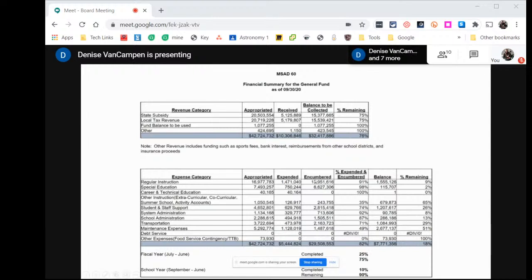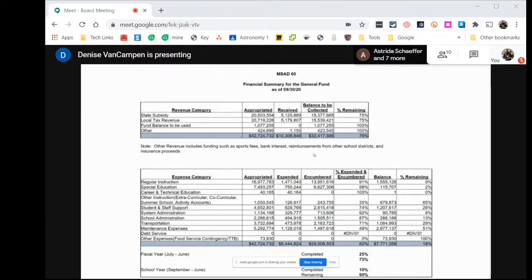Then we look below at the expense category. These are the 11 budget categories dictated by the state. We have the amount appropriated, which is our budget for fiscal '21. We have the amount expended, which is money that's actually been paid. We have amounts encumbered, which are those we've set aside money for so we don't spend it twice. And then we have a remaining balance.